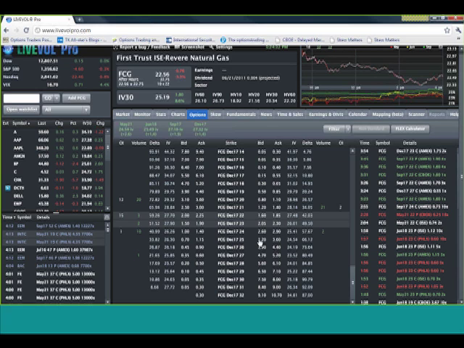What do you notice? All right, on the 20 strike, the 20 calls are 50 cents wide. The 20 puts are 30 cents wide. On the 25, they're pretty close to about the same. And on the 30s, the 30 puts are 50 cents wide. The 30 calls are about 30 cents wide.